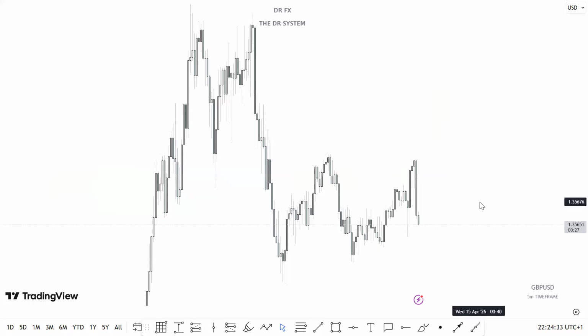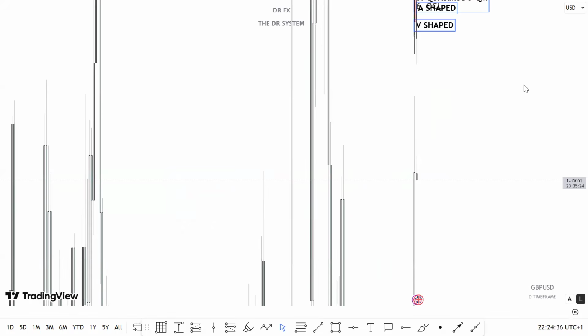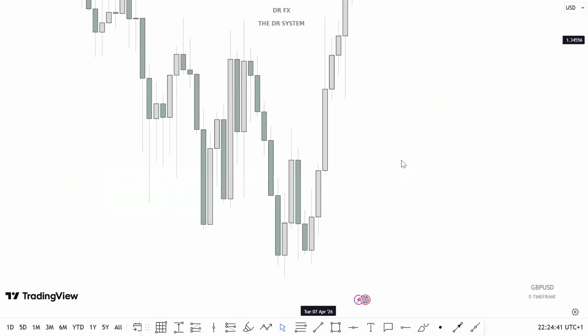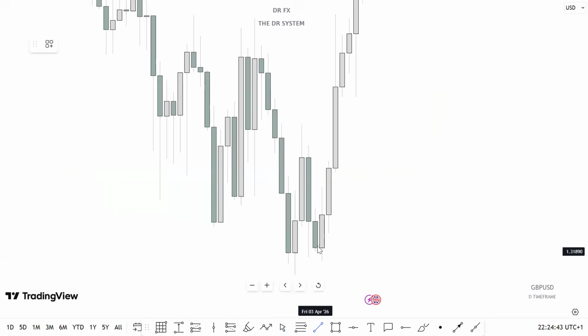Now, let's go into the daily time frame and do a little bit of identification. On the daily time frame, you can see a lot of key levels. This one is a support. You can see it. This one is an OCL. This one is an OCL. This one right here is resistance. You can see them.